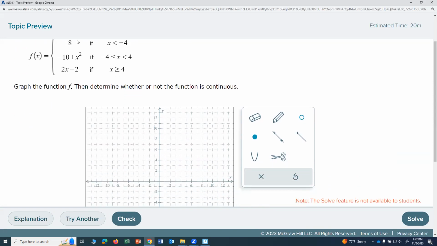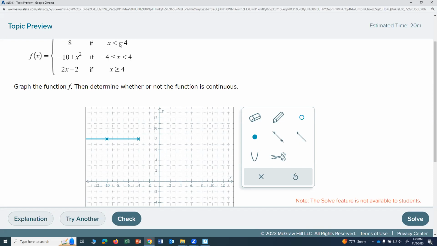So let me focus on this constant part first. If x is less than negative 4, then y equals 8. So I'm going to select this ray here. I'm going to go to negative 4, positive 8. And a constant function is just a horizontal line. So I'm going to click another point to the left of x equals negative 4 where y equals 8.